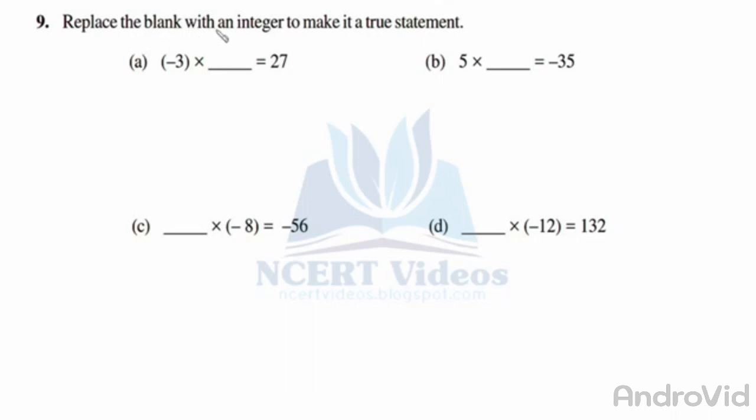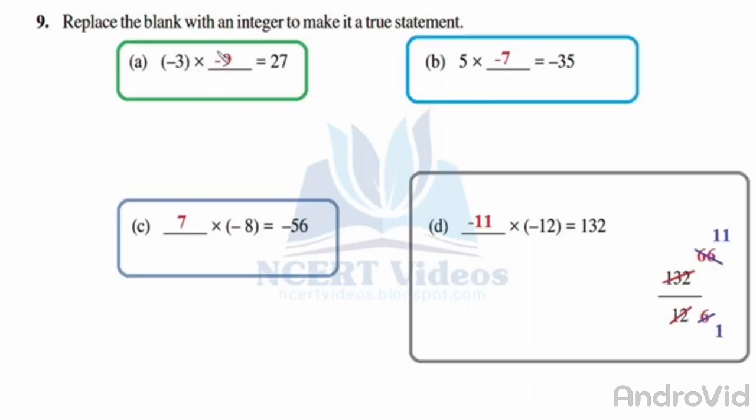Ninth, replace the blank with an integer to make it a true statement. So what should be placed within the blank to give the desired product? What should be multiplied with minus 3 to get 27? So it is 3 9s are 27, and to get positive sign, number should be negative. Here 35 can be achieved by multiplying with 7, but the number is negative, therefore we have to take negative sign, minus 35.